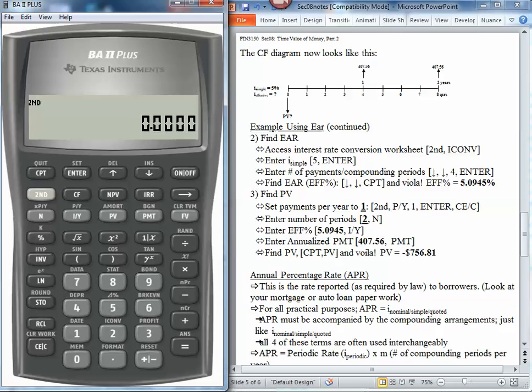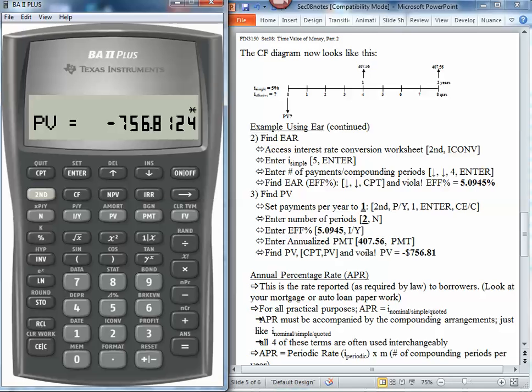So clearing the time value of money, if we have 8 quarterly payments, 5% per year divided by 4 payments per year gives us a periodic interest rate of 1.25% per period, or per quarter. We have $100 payments, and when we compute the present value, we get the same $756.81 as we did through this academic exercise using the effective annual rate.